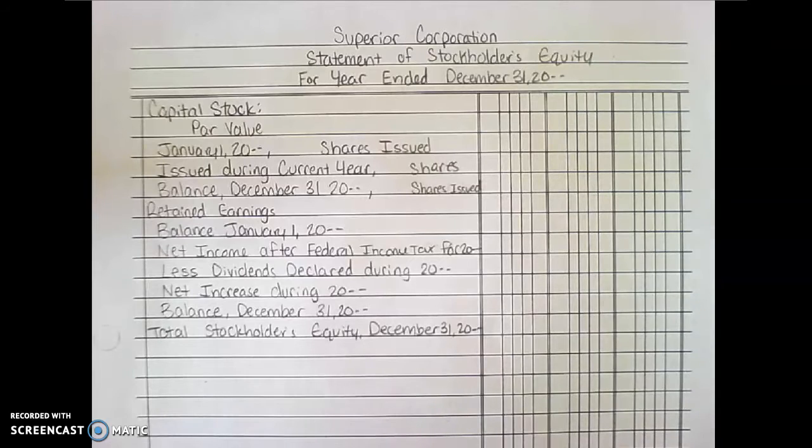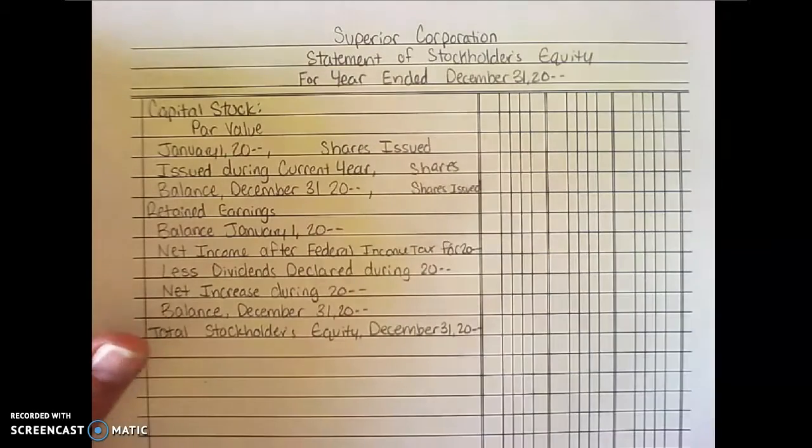It says, use the trial balance and income statement for Superior Corporation from Work Together 16-1. A form for the statement of stockholders' equity is given in the working papers. I will guide you through the following example. We need to prepare a statement of stockholders' equity for the current year. As of January 1st, Superior Corporation had issued 8,000 shares of capital stock with a par value of $10 per share. During the fiscal year, the corporation issued 250 additional shares of capital stock. And then save your work together to complete Work Together 16-3.